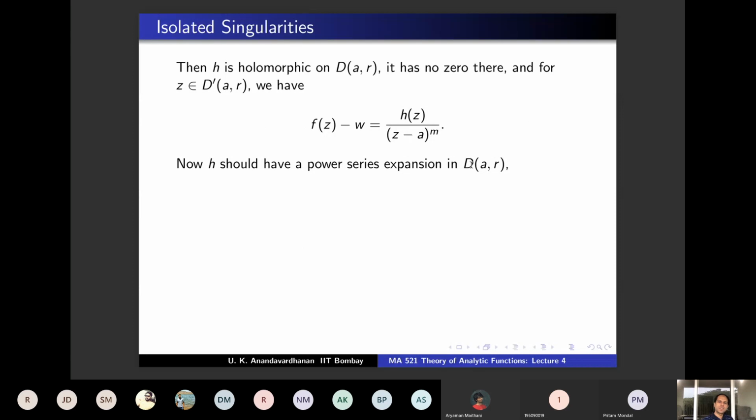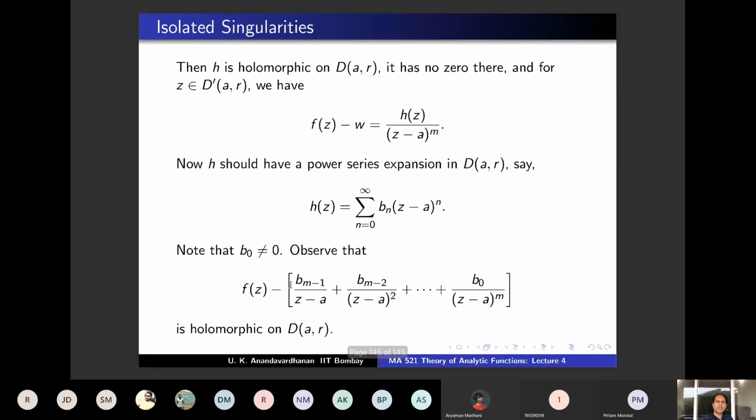Now H should have a power series expansion in D'(A,R) because H is holomorphic there. So let's say the sum of Bn (Z minus A) power n, in which case I think you are done. B0 is non-zero because H is non-zero. Then you are just taking F(z) minus this part: B(m minus 1) by (Z minus A) plus B(m minus 2) by (Z minus A) square plus etcetera, plus B0 by (Z minus A) power m, and this is holomorphic on D'(A,R).